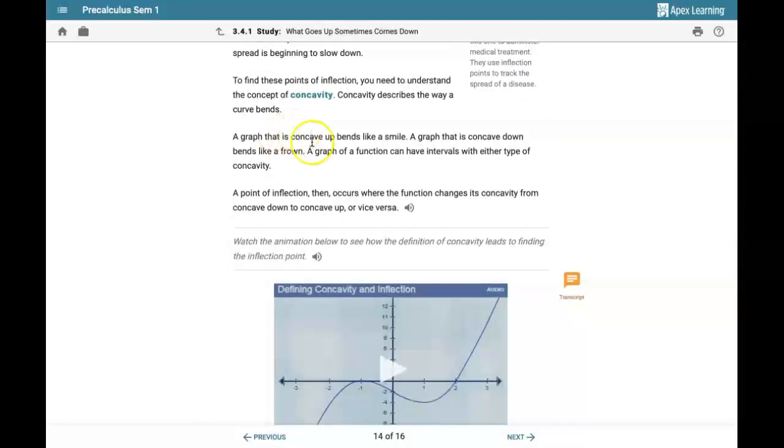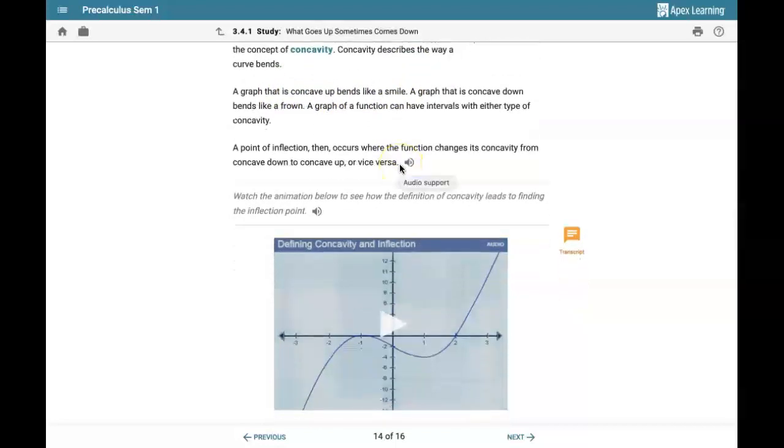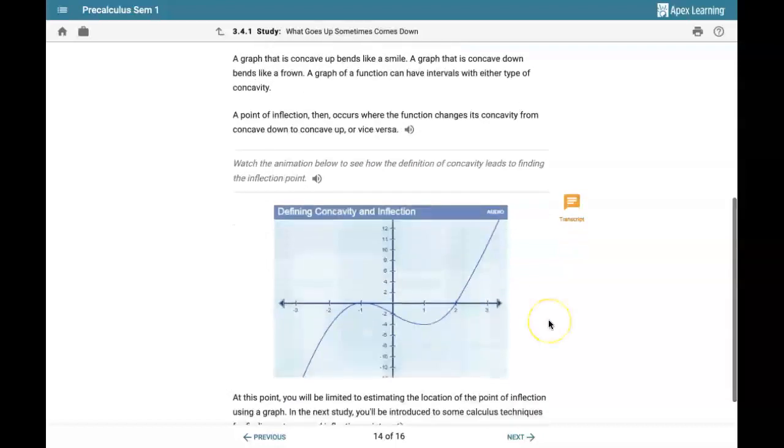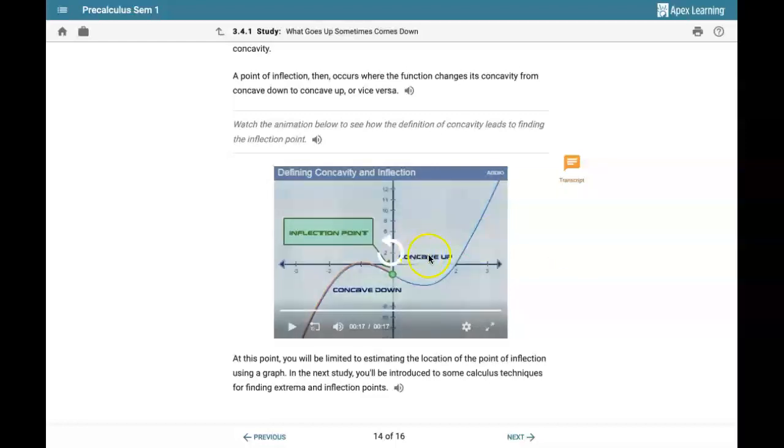We've talked about it up and down. So if it's concave up, it looks like a smile, or again, I say up cup. So concave up looks like a little cup there. Concave down looks like it's frowning. So if we watch this video here, the region of the graph that curves downward is said to be concave down. The region of the graph that curves upward is said to be concave up. The point at which the concavity changes is called an inflection point. So there you go. Up, shaped like a cup, concave down, shaped like a frown.